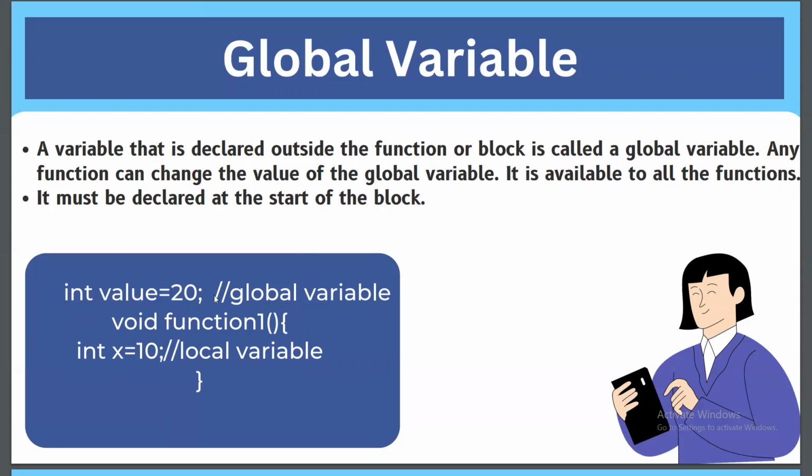Suppose here we are adding x to our value. So we can change the value inside the function. Suppose inside this block we write value equals 30. In that way, we can change the value to 30 in that particular block, and in the other block we can change it too. So any function can change the value of the global variable, but we cannot change the local variable outside the block, because outside the block a local variable can't be accessed.